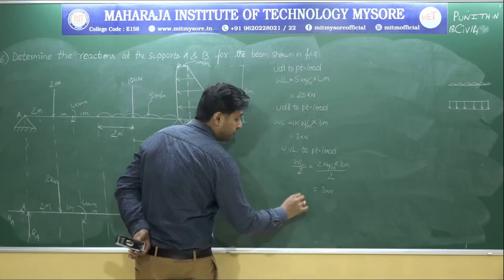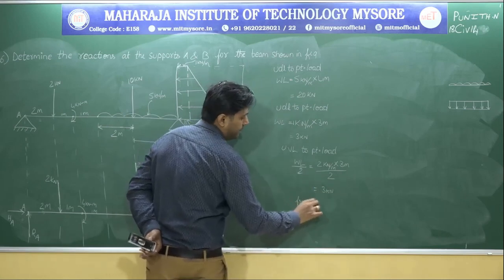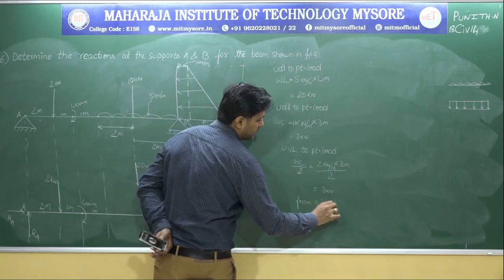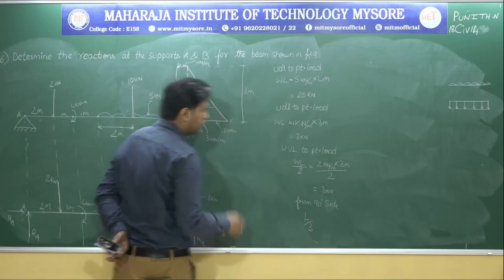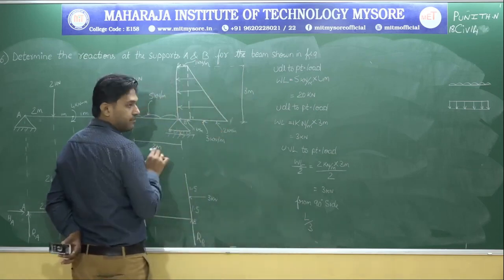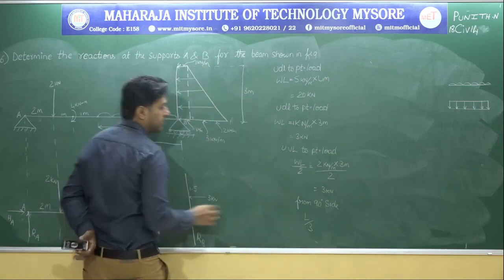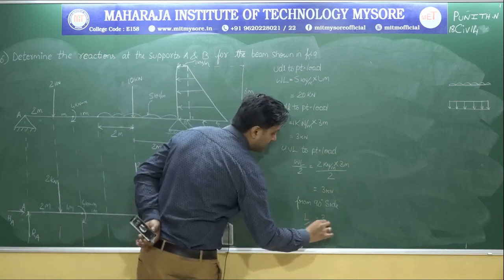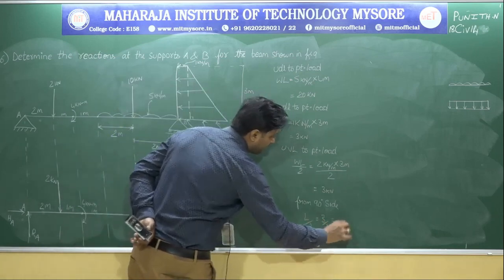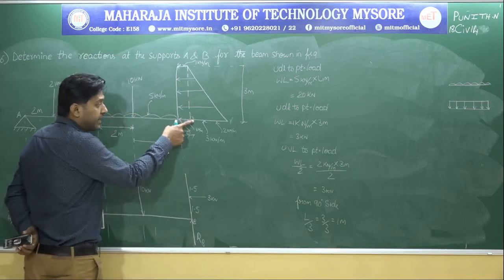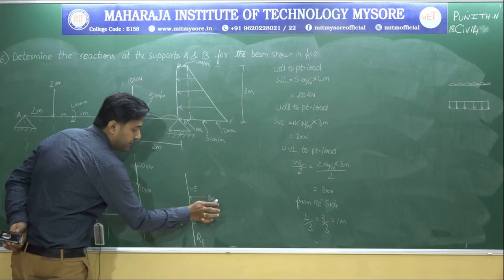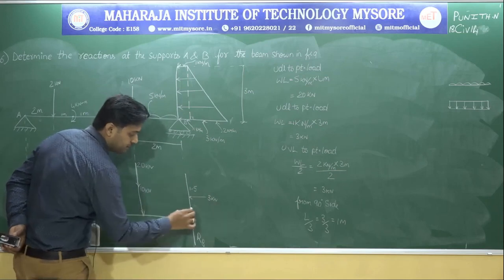Where does it act? From the 90 degree side, at a distance of L by 3. Yes or no? So now this is the 90 degree side. What is the total span? 3 meter. So L by 3 means 3 by 3, so 1 meter from the 90 degree side it acts. So be careful. From the 90 degree side it acts at a distance of 1 meter. For time being I will be rubbing this.